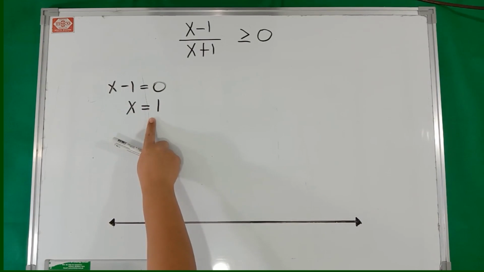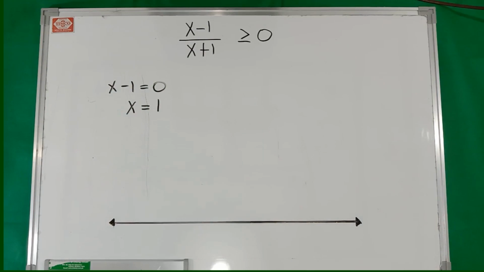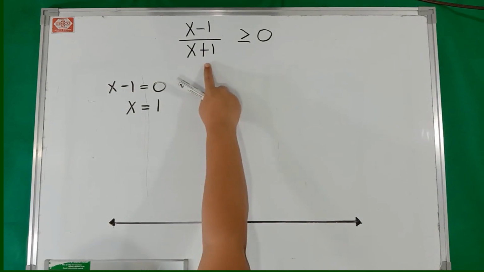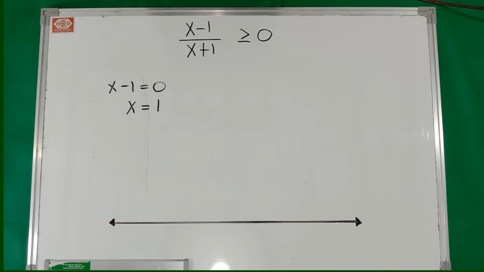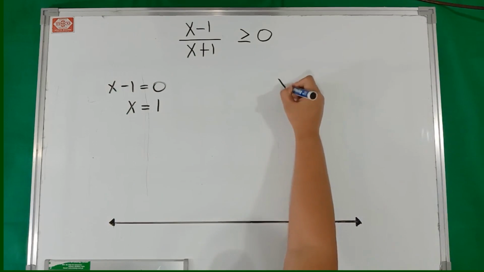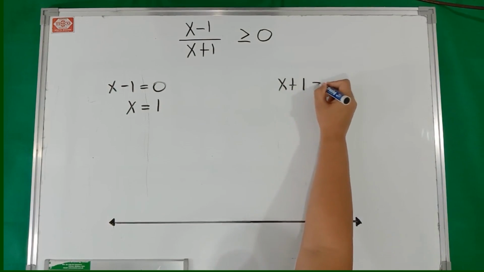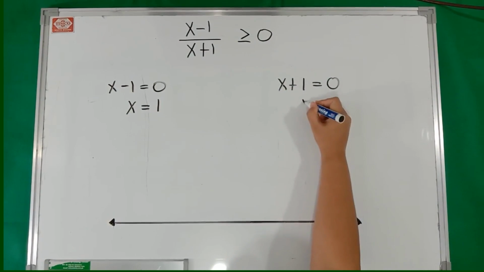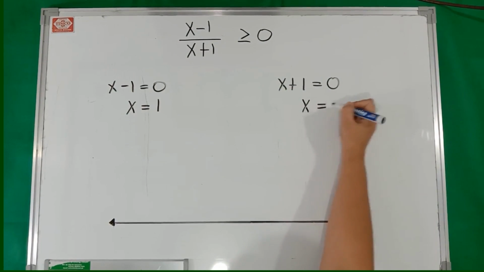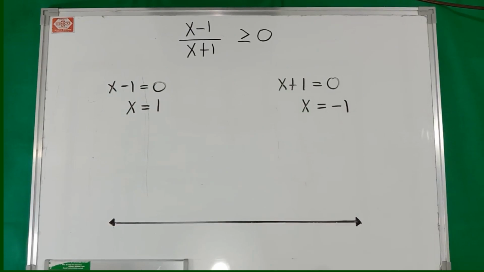Next, we set the denominator equal to 0 to get the other interval. x plus 1 equals 0. So we transpose positive 1, it will become negative 1. So we have two values.